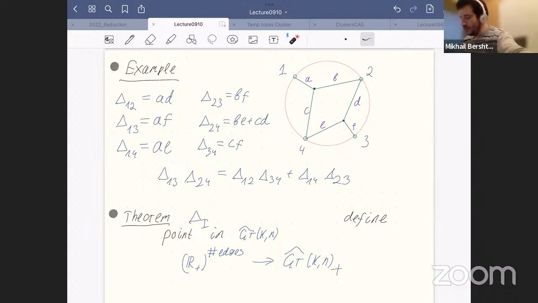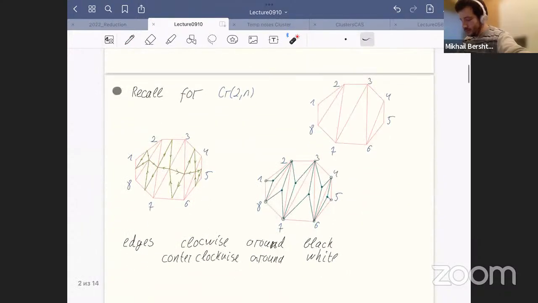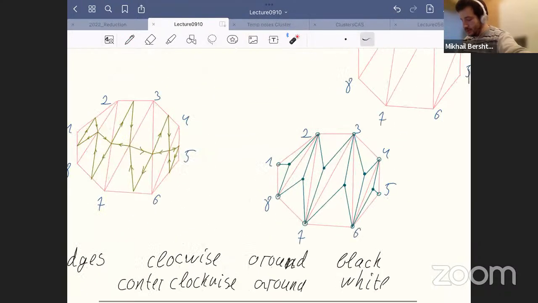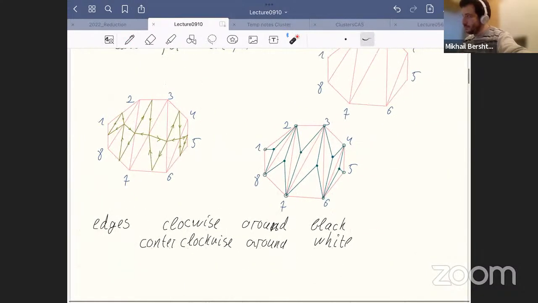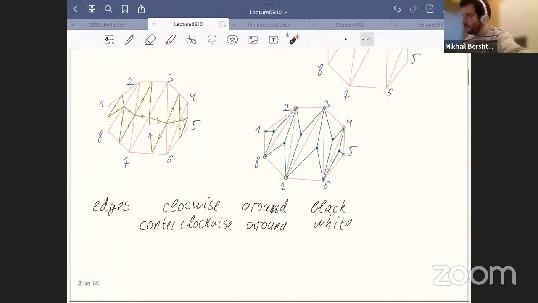For the Grassmannian 2n, like here, the edges which we have in this triangulation correspond to faces of the bipartite graph. So in terms of the bipartite graph, the variables which we assign to sides and diagonals of the polygon are face variables. Okay.